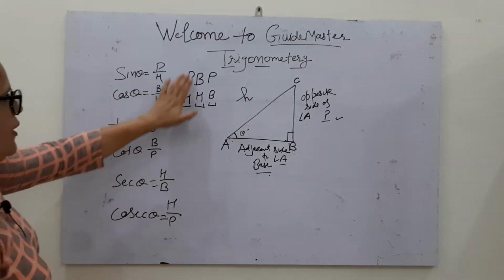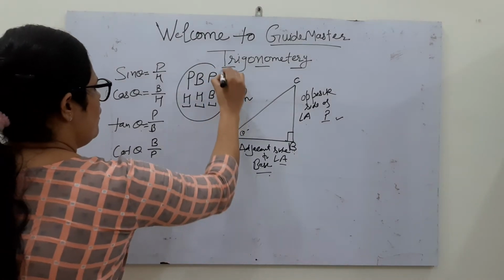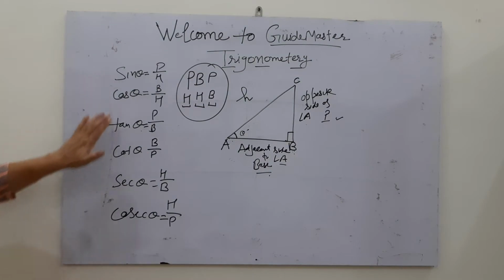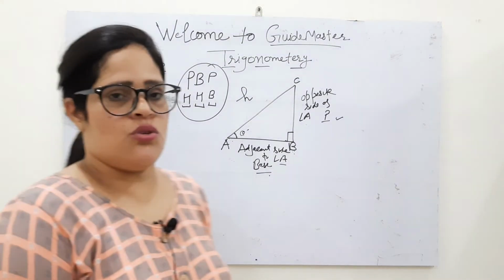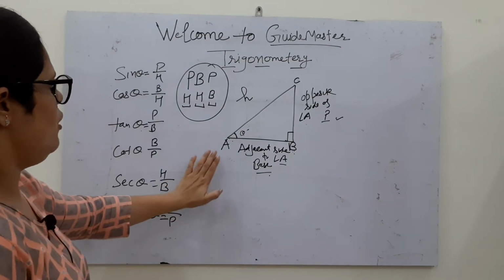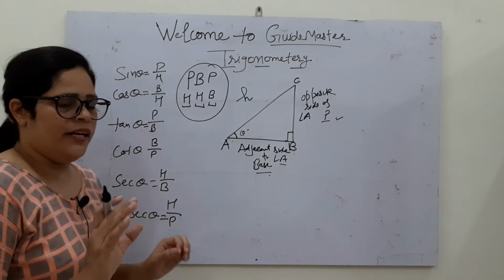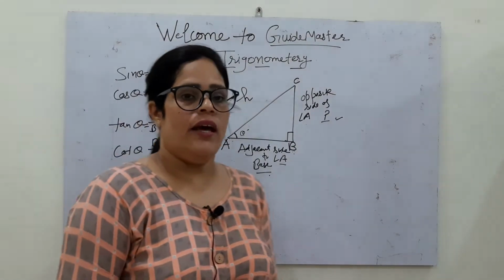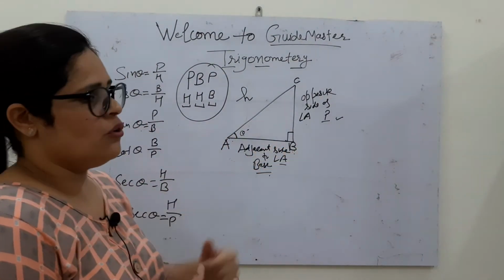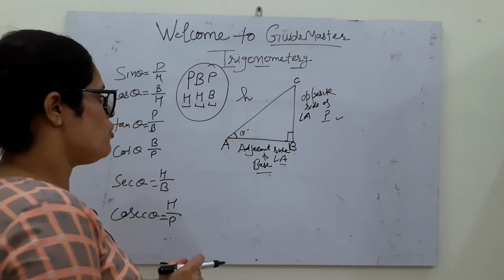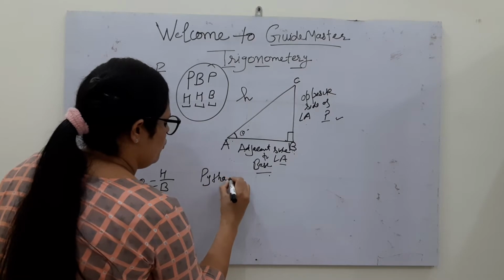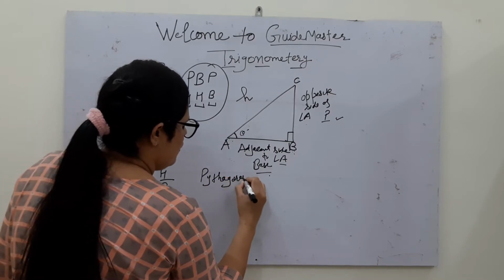By remembering this simple code, you can remember these 6 trigonometric ratios. So you have to remember this. And one more thing, because we have to do exercise 8.1, you have to remember the Pythagoras theorem.